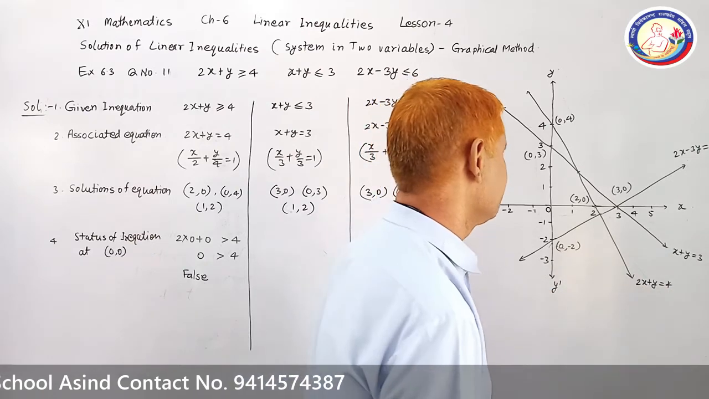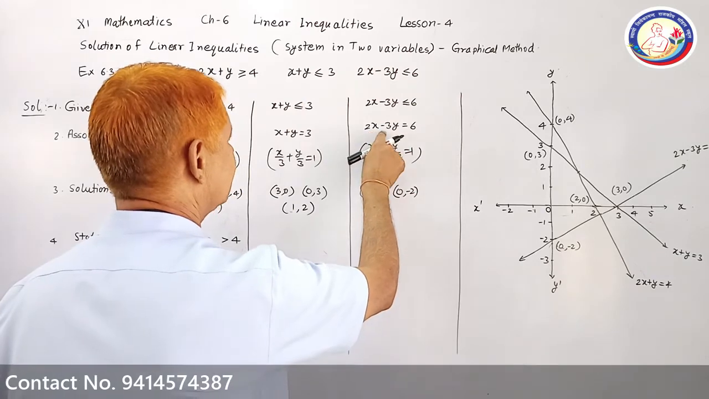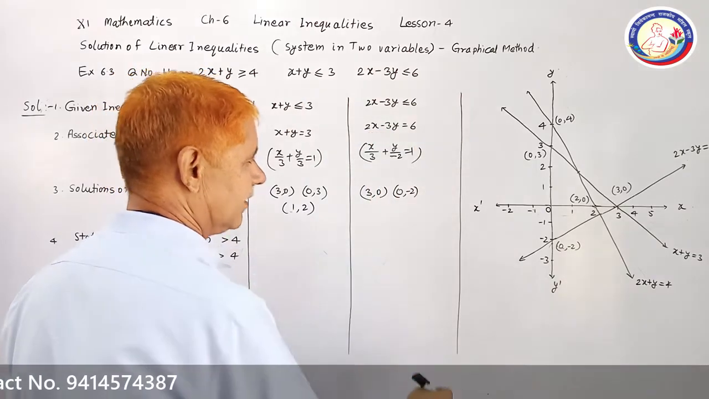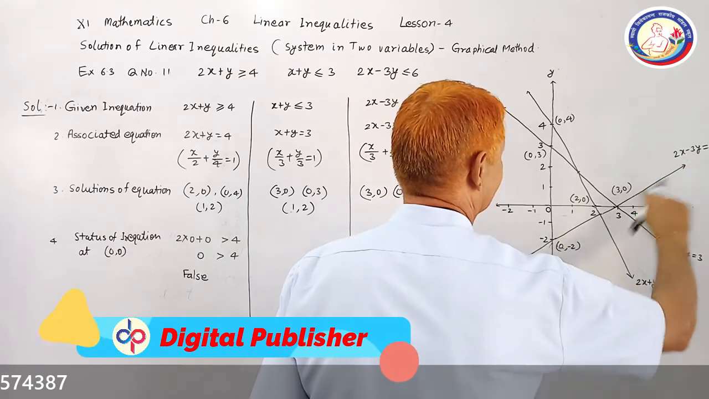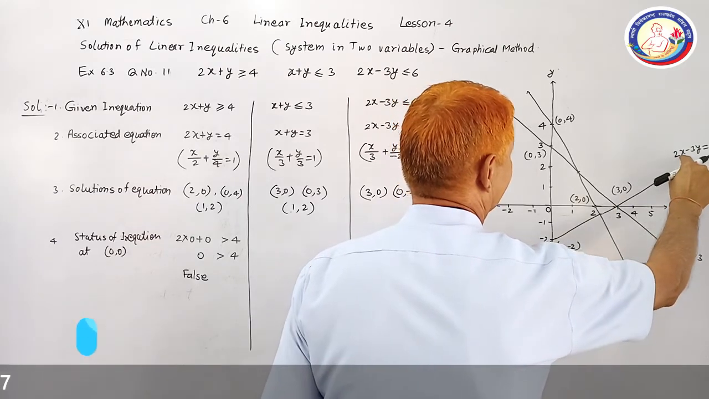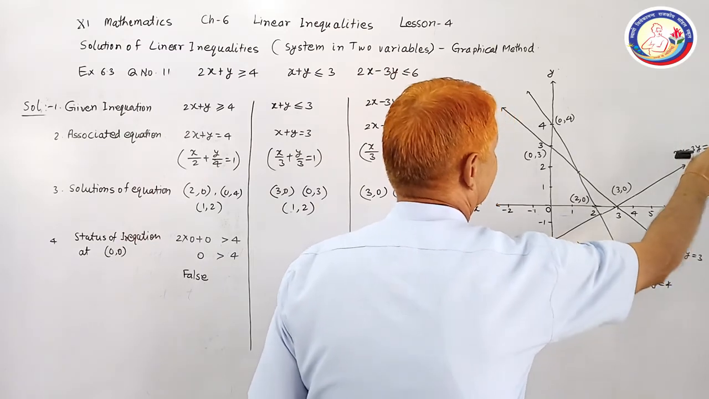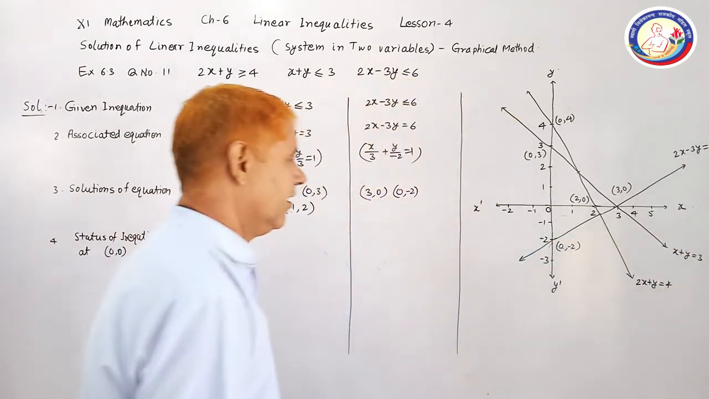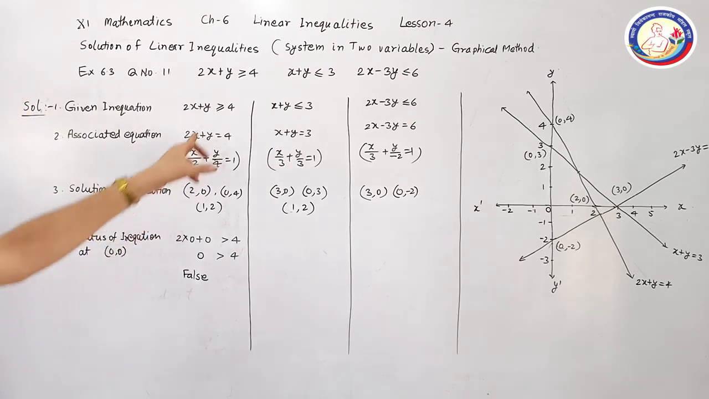And the third line, which is 2x minus 3y equal to 6, its graph will be like this. Every point on this line will be a solution, or the coordinates of that point will be a solution of this equation. Now, what about the solution region for these inequalities?